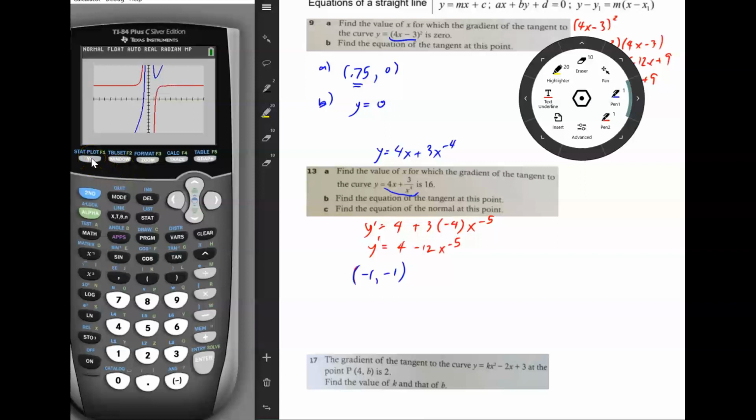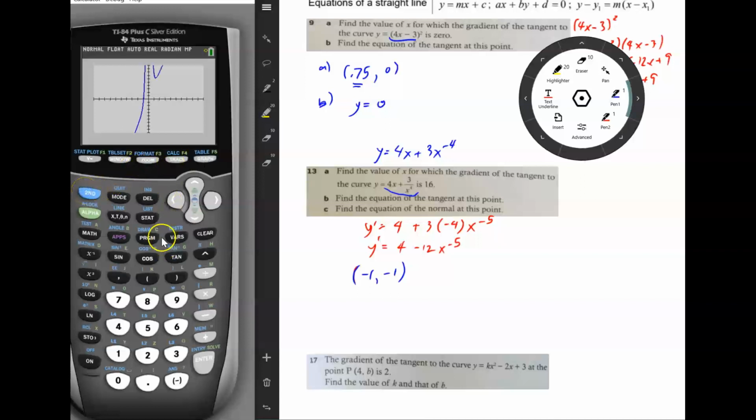Just so that we don't get confused on this, I am going to turn off the red function by clicking on the equal sign here, okay? All right, now it'll only graph the blue function, and we can do second draw tangent on the blue function. I'm going to do second draw tangent, x equals negative 1, okay?